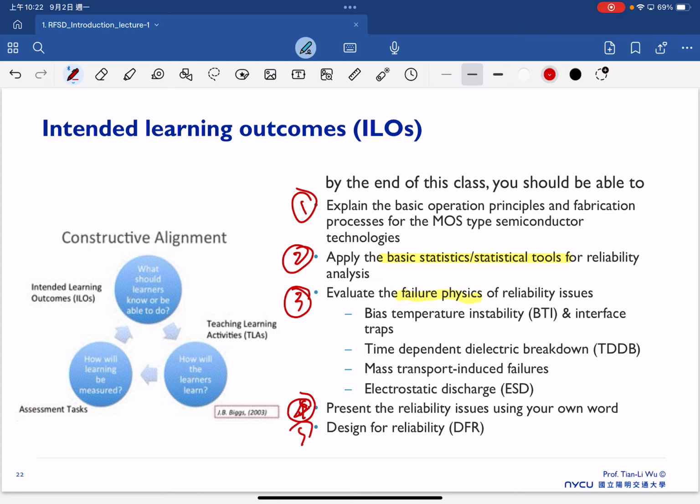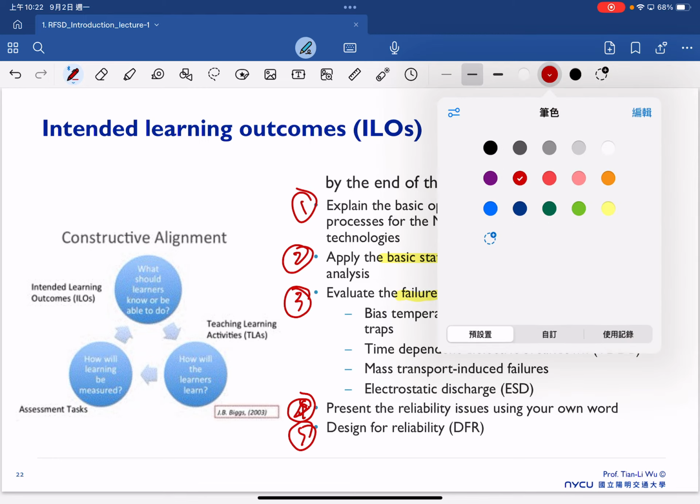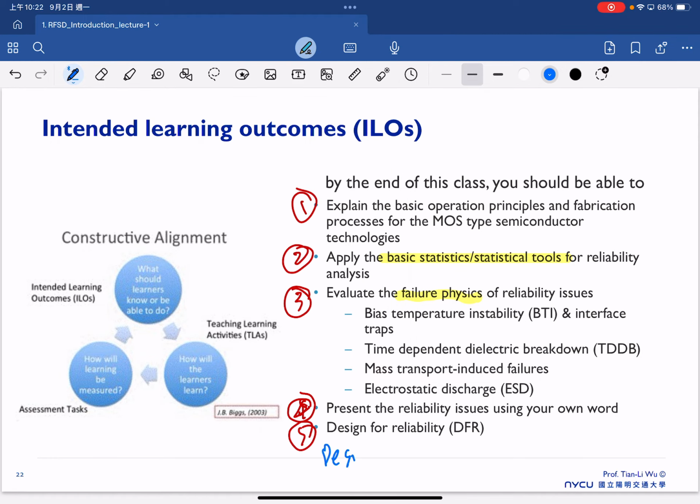And also the last one is for sure, not only to understand reliability, but also in the end to design for reliability. We want to design the semiconductor technology. In the end, we hope to design the technology for long-term stability.